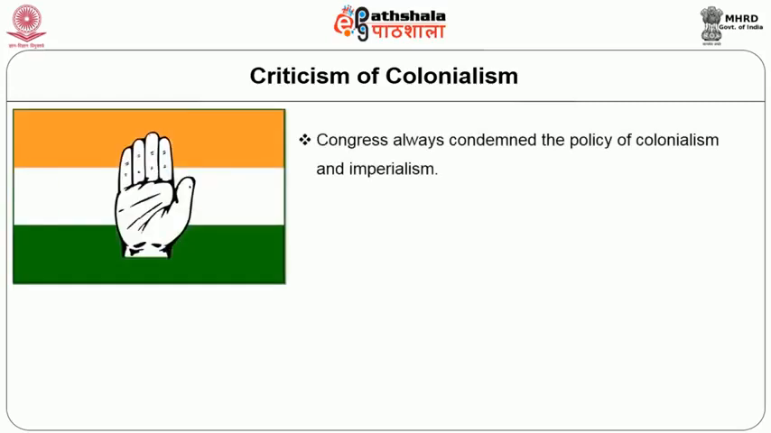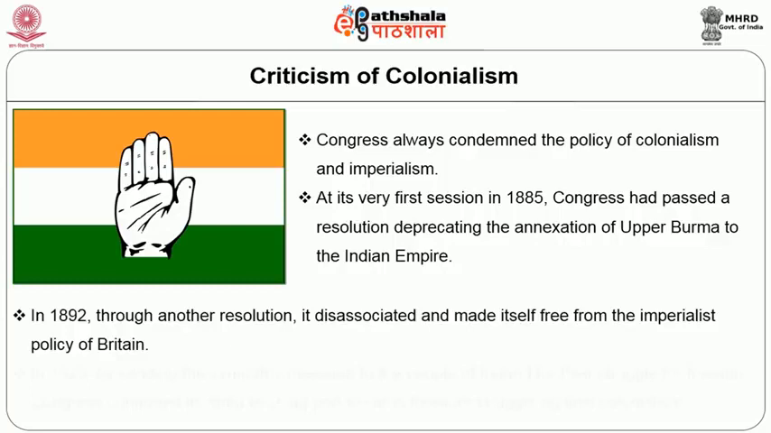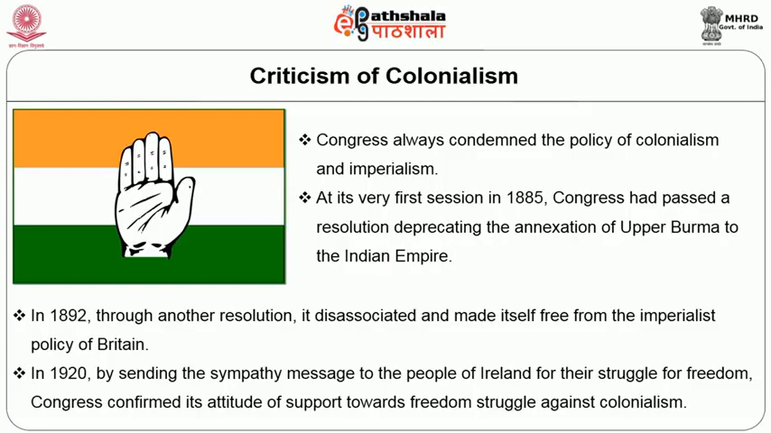Congress always condemned the policy of colonialism and imperialism. At its very first session in 1885, Congress passed a resolution deprecating the annexation of Upper Burma to the Indian Empire. In 1892, through another resolution, it disassociated itself from the imperial policy of Britain. In 1920, by sending a sympathy message to the people of Ireland for their struggle for freedom, Congress confirmed its attitude of support towards freedom struggles against colonialism.